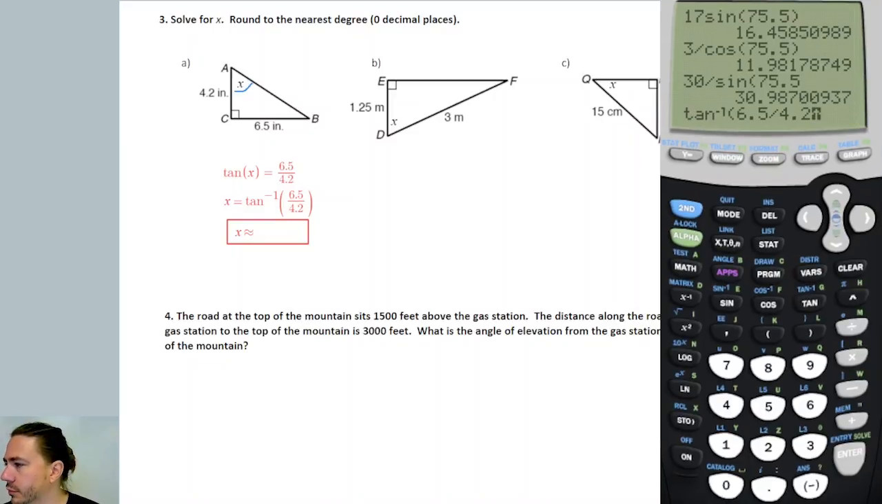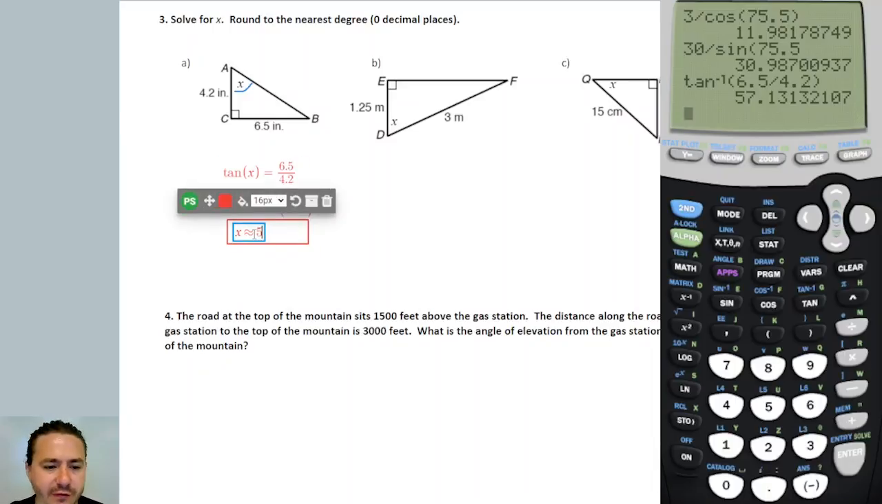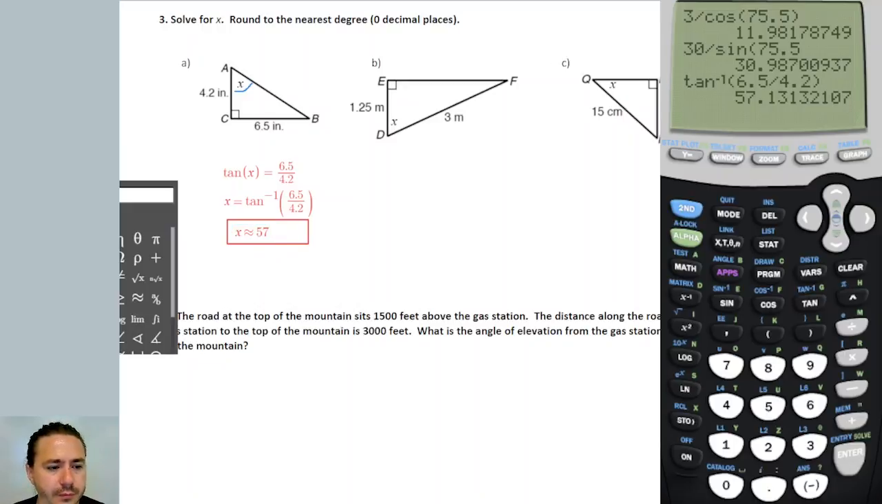Always technical difficulties. All right. Anyway, so yeah, we've got about 57 degrees. It says round to the nearest degree, no decimal places. So we'll just say 57 degrees.